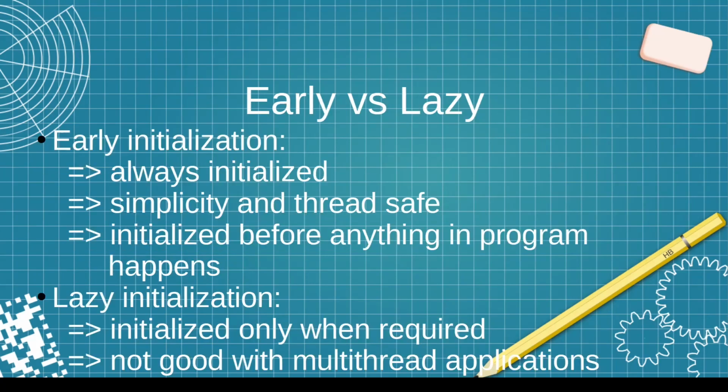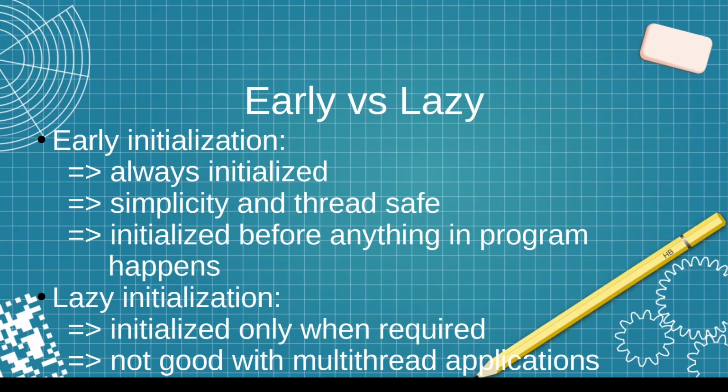Okay, so we've got two methods as to how to implement this pattern in a class. The first method is the early initialization. In this method, the class is initialized whether it is to be used or not. The main advantage of this method is its simplicity and that it is thread safe. The class is initialized at the time of class loading before anything in the program is actually happening. Its drawback is that the class is always initialized whether it is being used or not, which is something that we want to avoid in general.